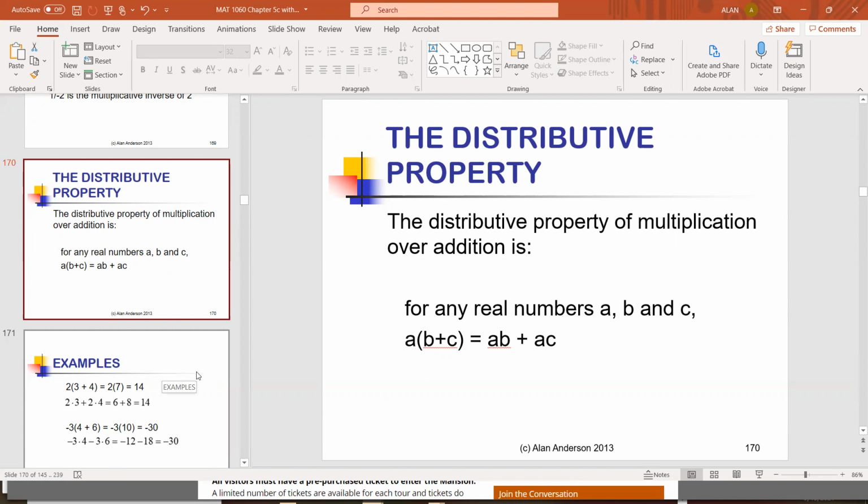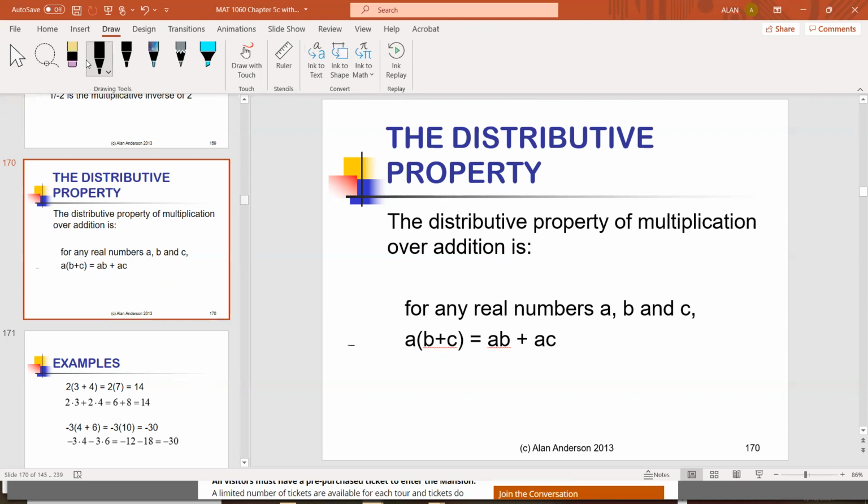If I have a multiplied by (b plus c), what I'm supposed to do, or I can do, is multiply a by b to get this one, and then multiply a by c to get this one. So we call it the distributive property of multiplication over addition because you're multiplying and then adding.